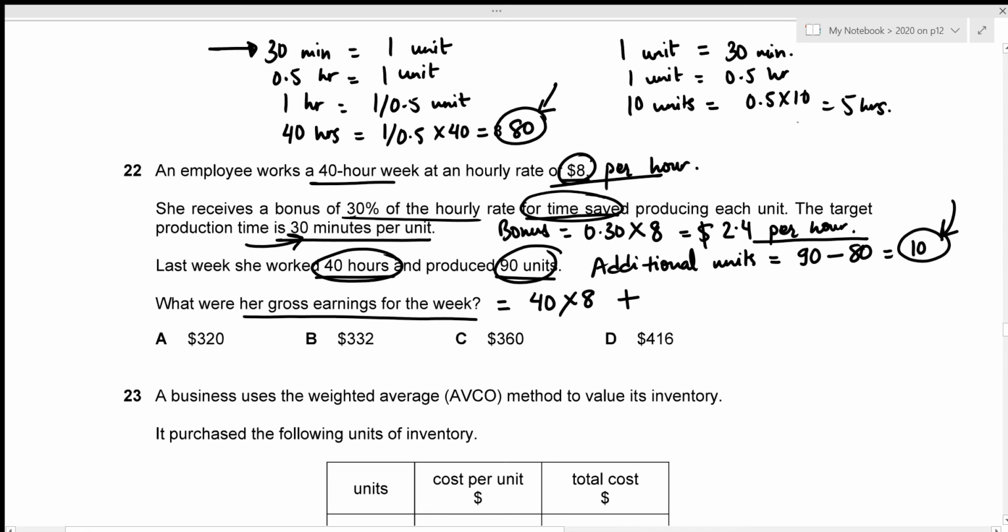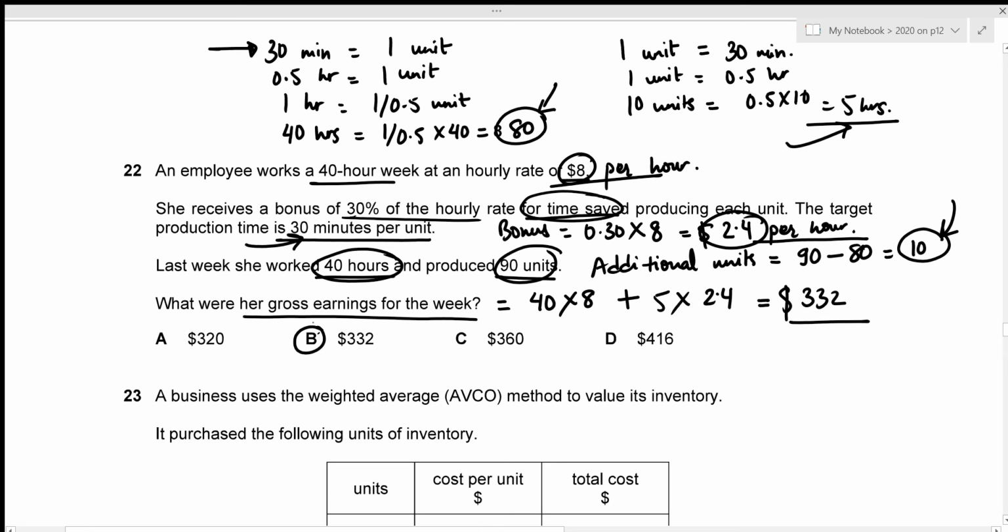So what we can see is that the employee actually saved 5 hours by making additional 10 units in her weekly 40 hours, right? So she deserves the bonus for these 5 hours. That's going to be 5 times the bonus rate, which is 2.4. Alright, now this gives her gross earnings for the week to be 40 times 8 plus 5 times 2.4, which results in the value of 332. And this value is given in option B. That will be the correct answer.